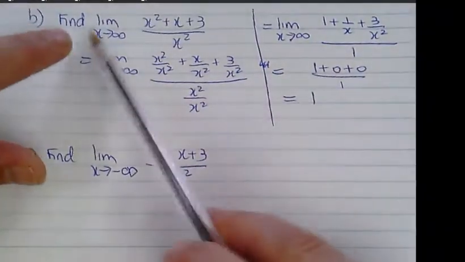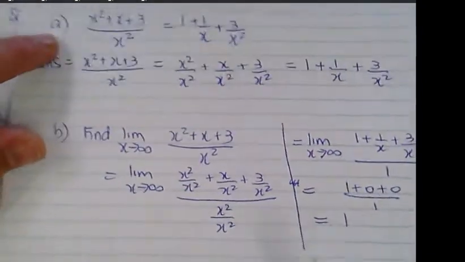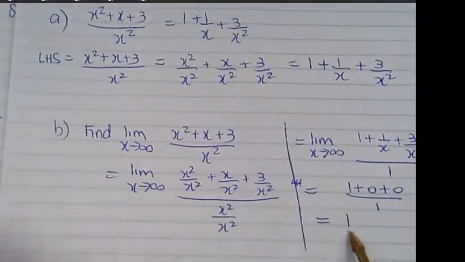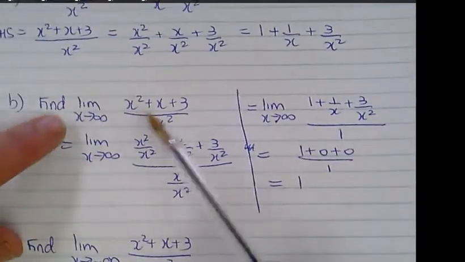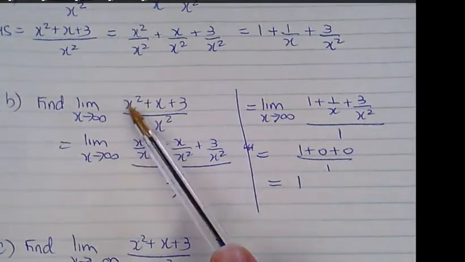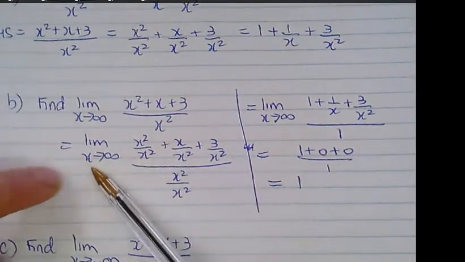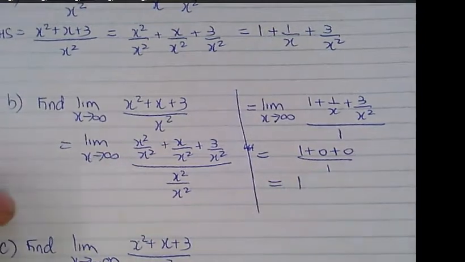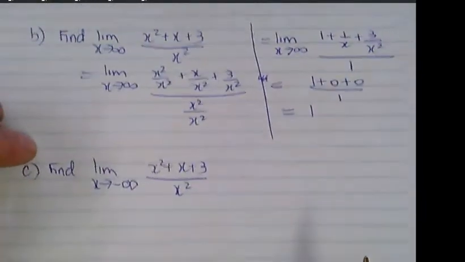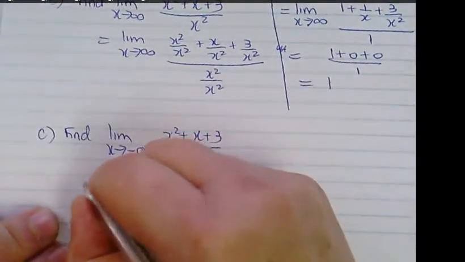Okay, so we've looked at the limit as x approaches infinity for the same function that we were looking at up there, and we got the limit as x approaches positive infinity as 1. So in other words, for the graph of the function f of x equals x squared plus x plus 3 over x squared, as we get very large values for x, the function will approach a y value of 1. Now we're also going to look at the limit as x approaches negative infinity, just doing it the same way.